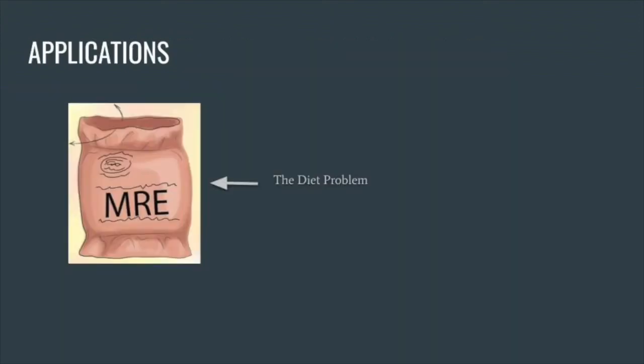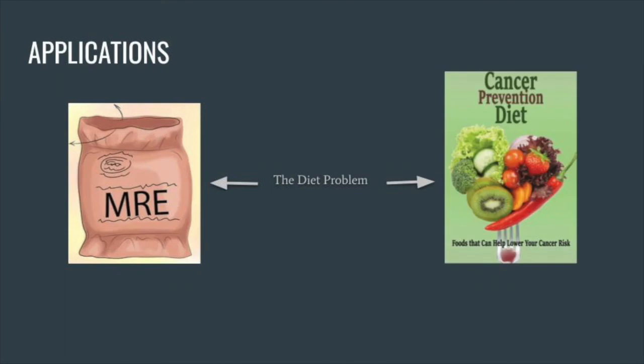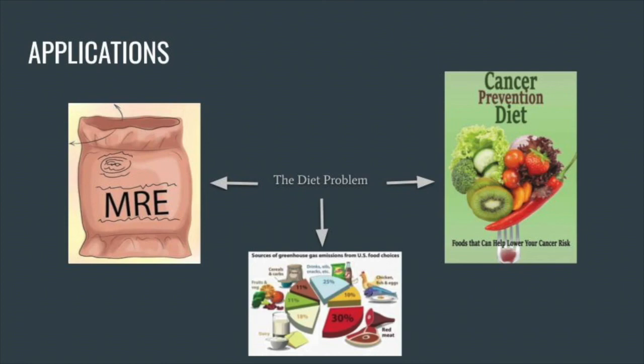As we mentioned in the background, the initial application of the diet problem was to design meal plans for soldiers during World War II. However, as computational power has become more readily available, we have seen a multiplying in the applications. One such application is the design of diets that are specifically targeted to reduce your risk of cancer. Another such application is the design of diets to reduce greenhouse gas emissions.